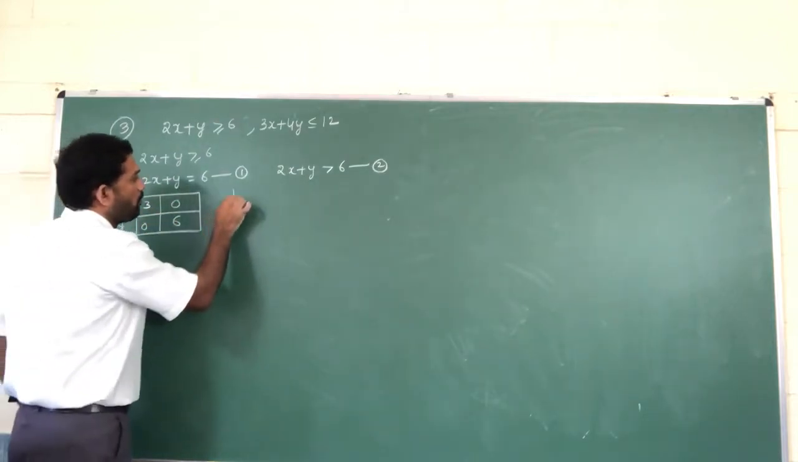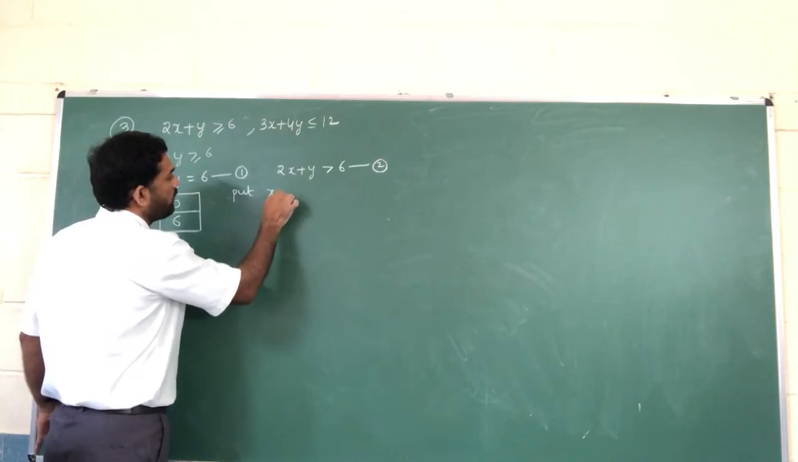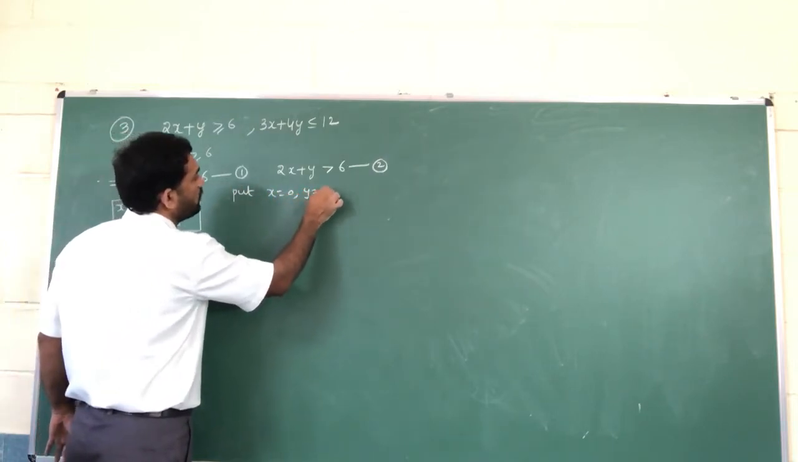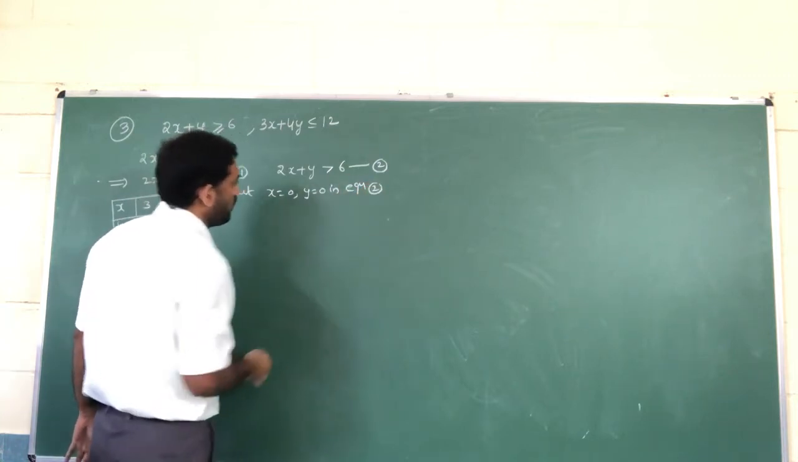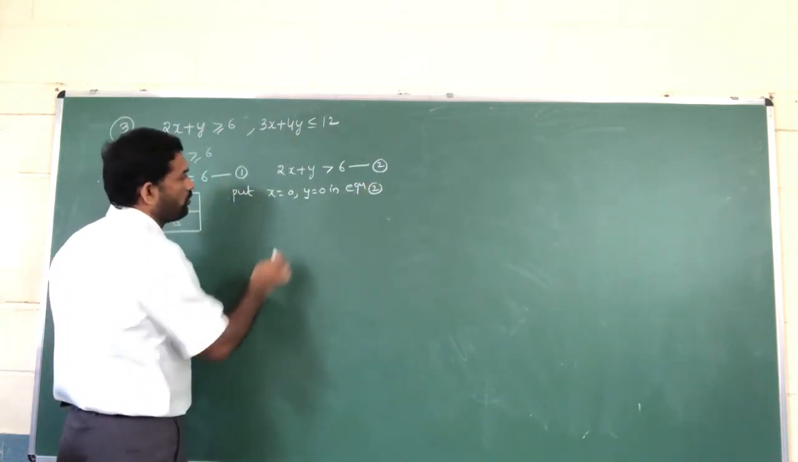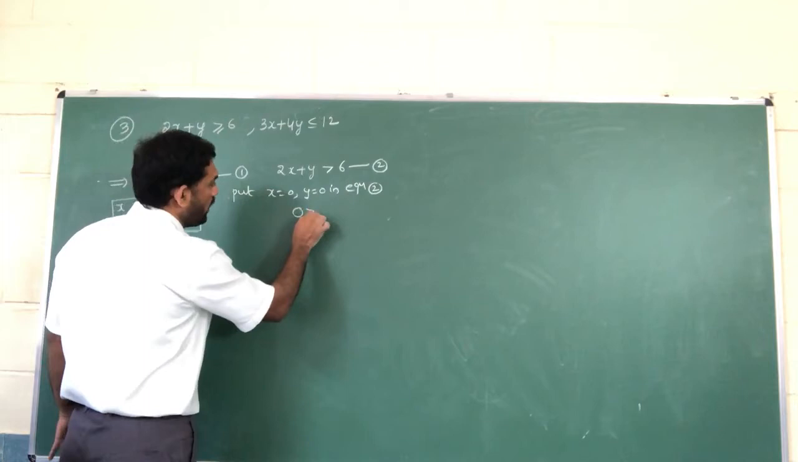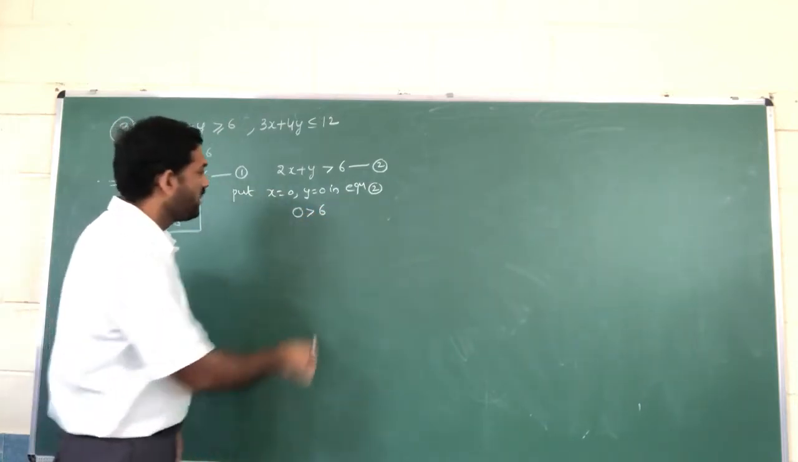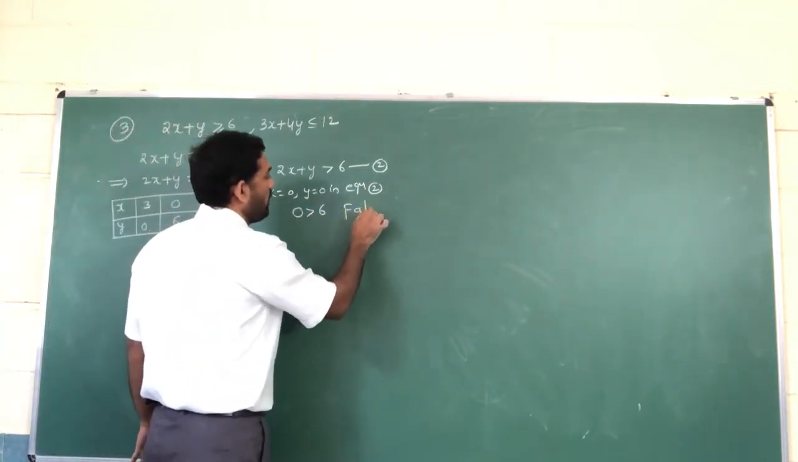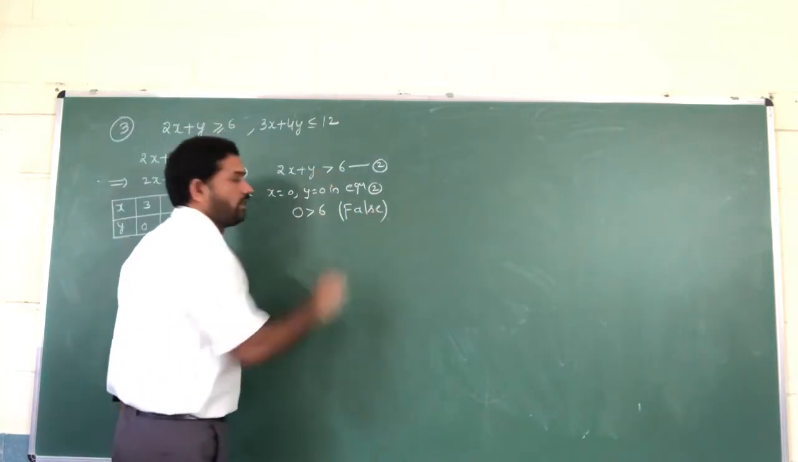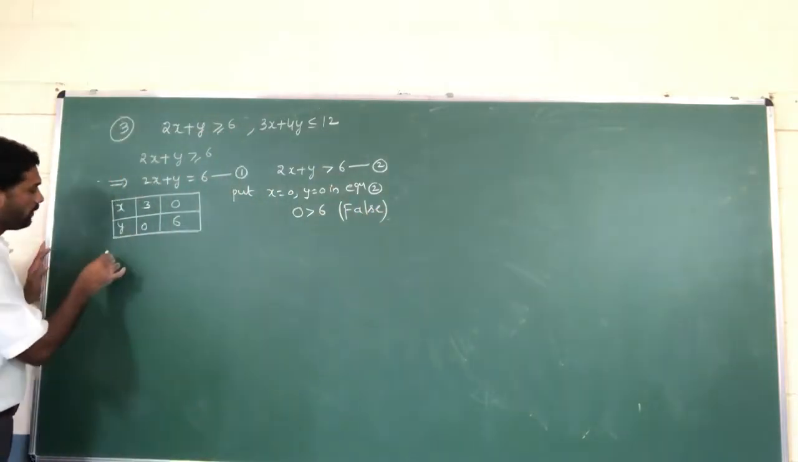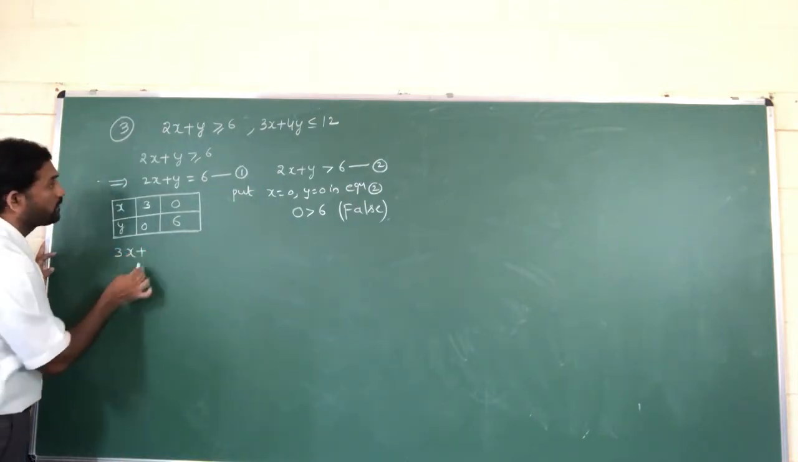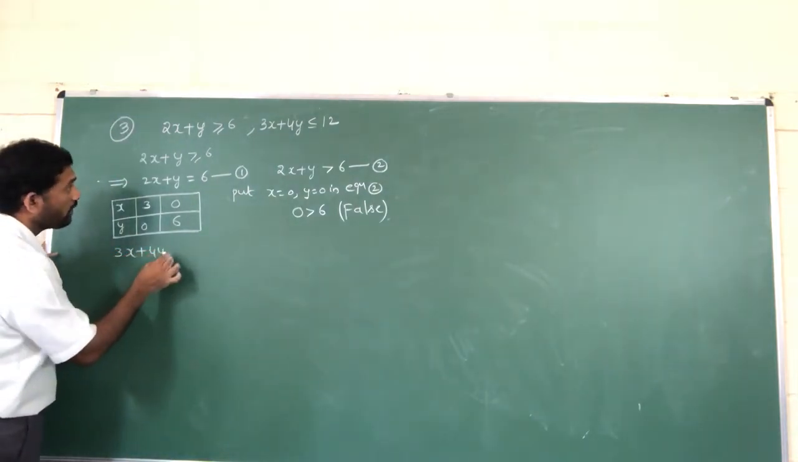Next, put x equal to 0, y equal to 0 in equation number 2. What happens? 2 into 0 is 0, so 0 greater than 6. It is false. Leave it. Next one, the second one, same like this.